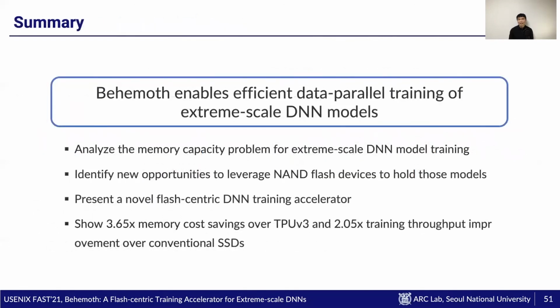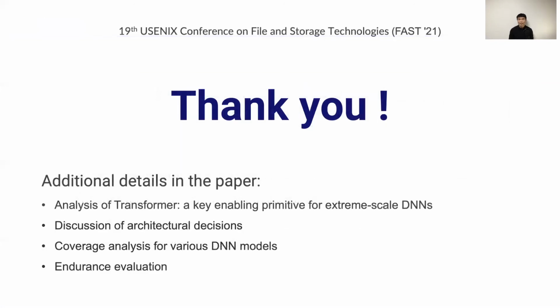To summarize, Behemoth enables effective data parallel training of extreme-scale DNN models, and Behemoth shows 3.65 times memory cost saving over TPU v3 and 2 times training throughput improvement over commercial SSDs. This is the end of my talk.